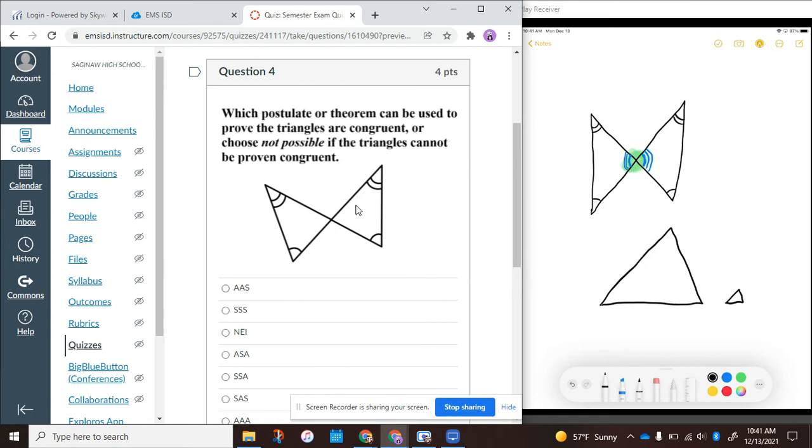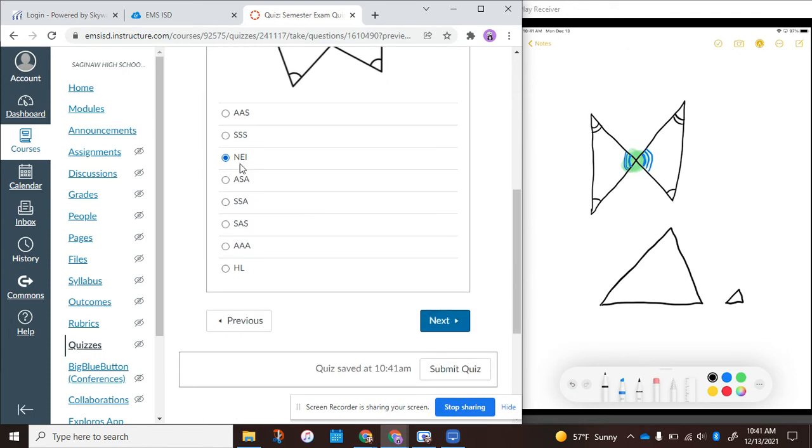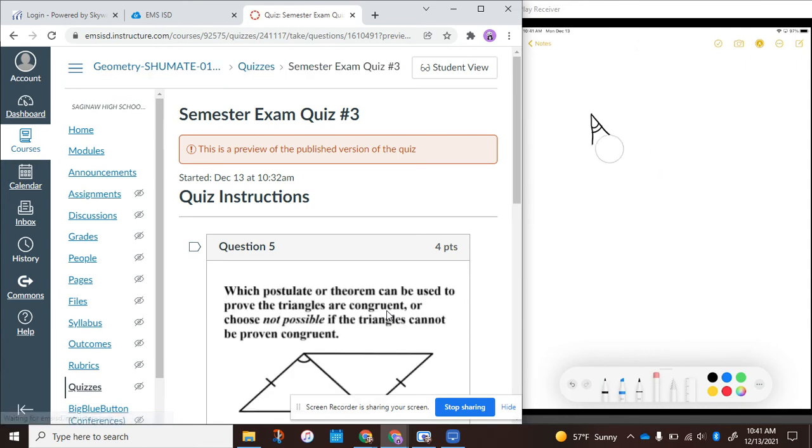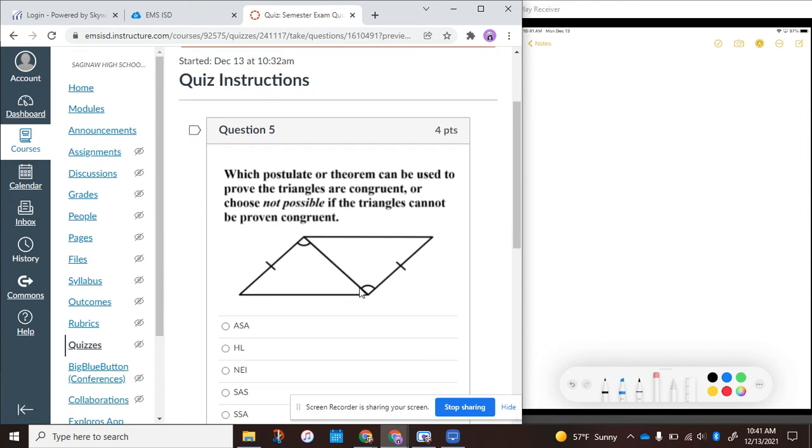All right? So when you have 3 angles all matching, that is not enough information to say if they're congruent. NEI, not enough information. Go on to our next one.